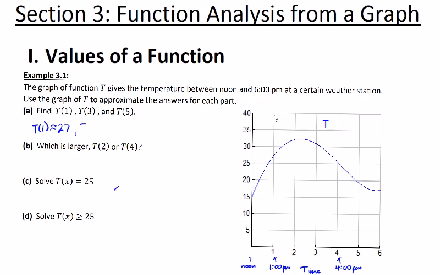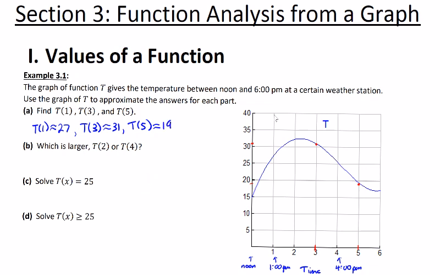And then we'll do the same thing for t of 3 as well as for t of 5. T of 3, I'll come over here and take a look. Here's 3. I can carry that straight up. And if I look over to the left, it might be about 31. So t of 3 is approximately 31. And t of 5, there's 5. Looks like I'm going to be just a little bit underneath 20. So we'll call that maybe 19. So t of 5 is approximately 19.